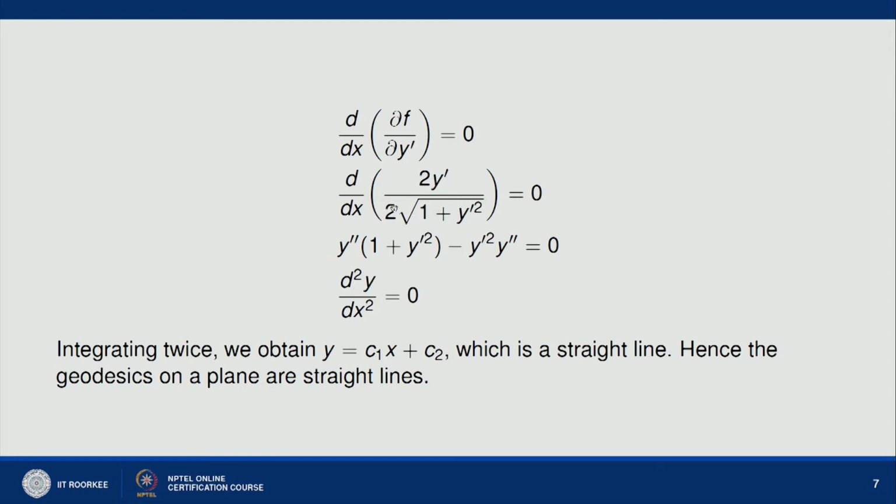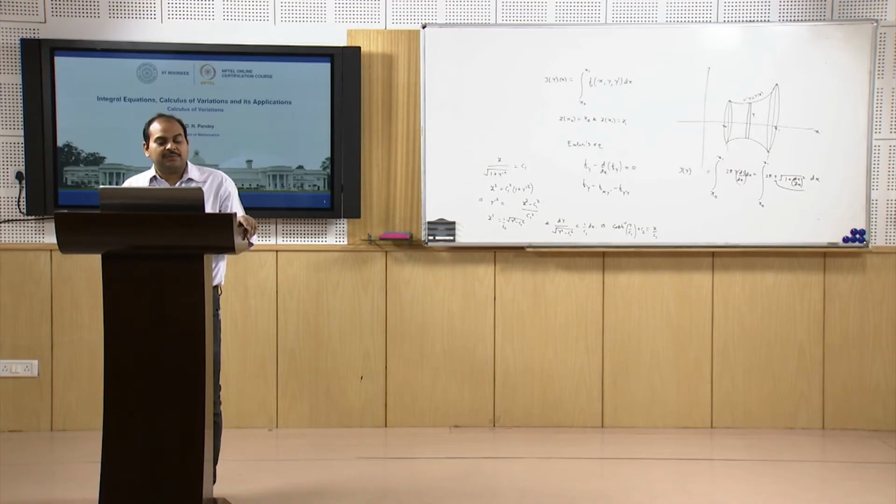If we look at the value of del f by del y dash, it is coming out to be 2 y dash upon 2 under root 1 plus y dash square. When you simplify this, it is a second order differential equation. But after simplifying, it is nothing but only y double dash equal to 0. This is a very simple second order differential equation, whose solution is c1 x plus c2.